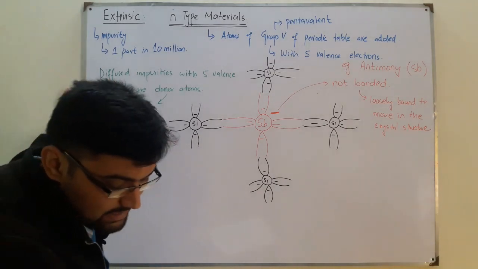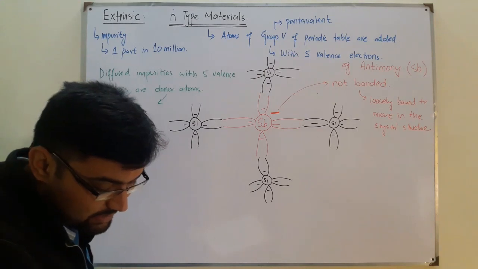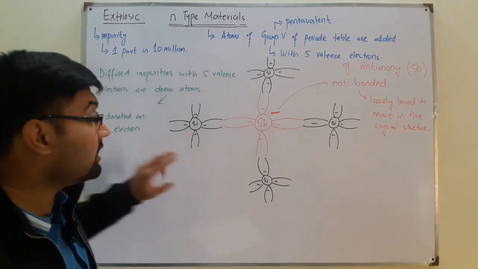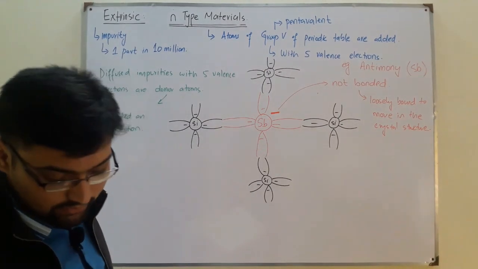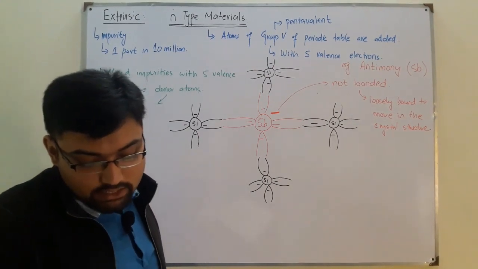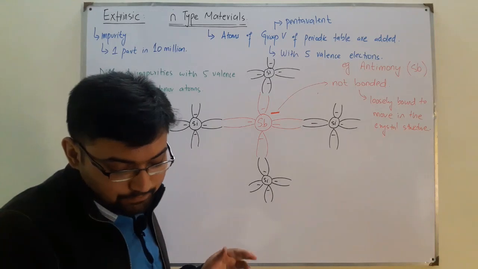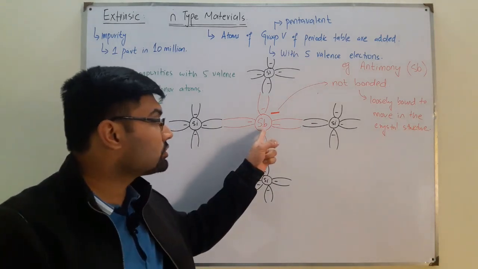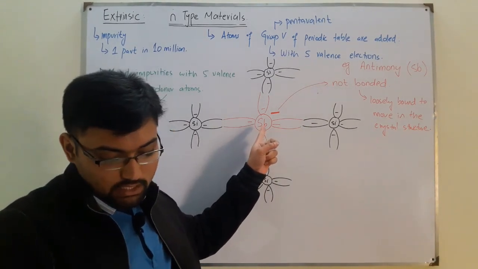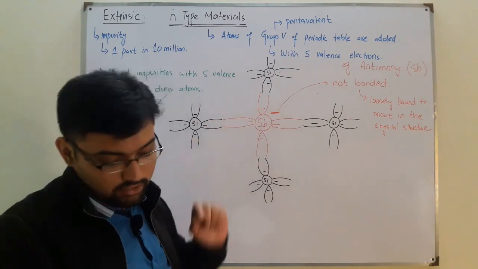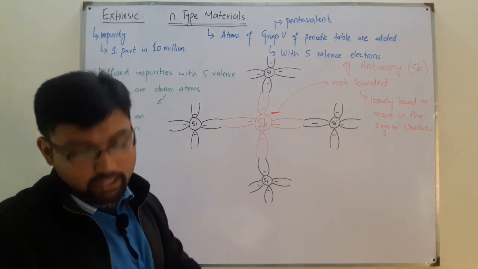It is important to realize that even though a large number of free carriers have been established in the n-type material, it is still electrically neutral. Why? Because the number of positively charged protons in the nucleus of this antimony is still equal to the number of free electrons in the structure.